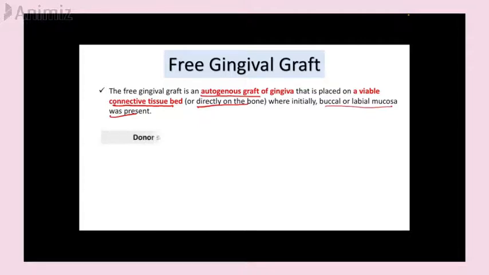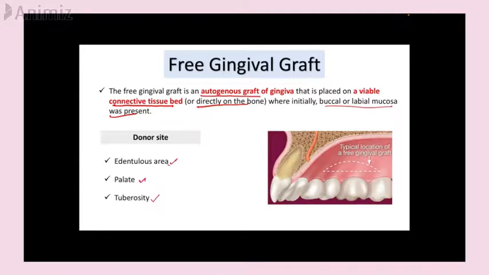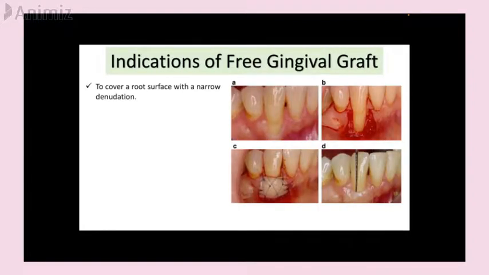The main donor sites are the edentulous area, palate and tuberosity, as you can see in this picture. Now with this basic introduction to free gingival graft, let us discuss the indications. It is mainly used to cover the root surface with narrow denudation.